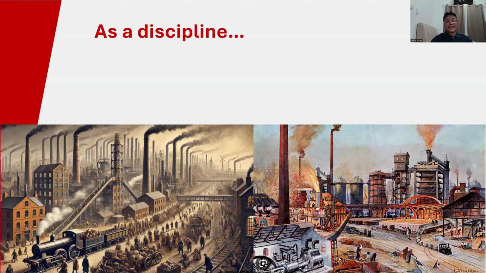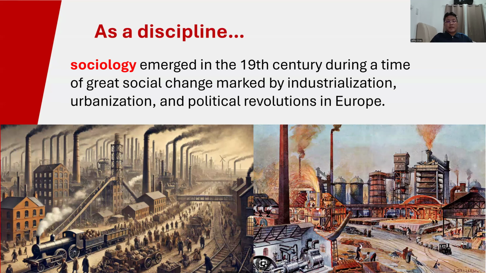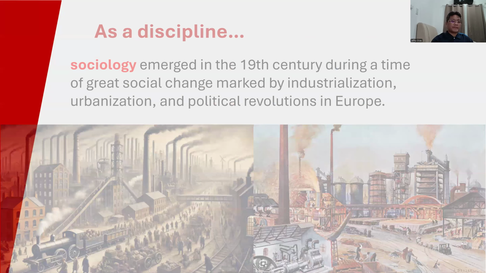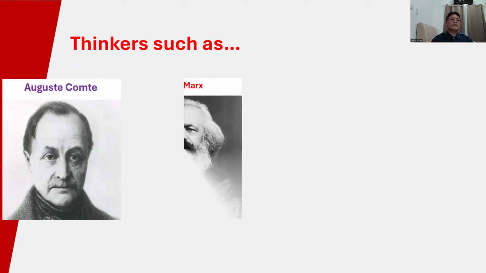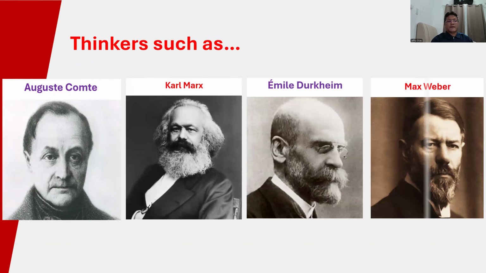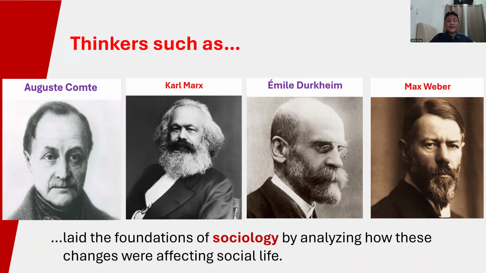As a discipline, it is important to know that sociology emerged in the 19th century during a time of great social change marked by industrialization, urbanization, and political revolutions in Europe. Thinkers such as Auguste Comte, Karl Marx, Emile Durkheim, and Max Weber laid the foundations of sociology by analyzing how these changes, especially during the Industrial Revolution, were affecting social life. From the very beginning, sociology was basically part of philosophy, and most of these founders of sociology were philosophers in their own right, but it became a specialized, independent discipline in the 19th century.